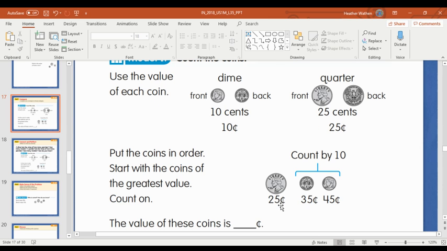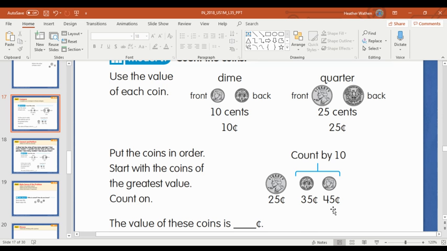They put these coins in order, start with the greatest value and count on. So they started with the quarter and then they had 2 dimes. And so that made it easier for them to go from 25 plus 10, which is 35, if you remember that from our adding 10 lessons, and then add another 10. And so they have 45 cents.